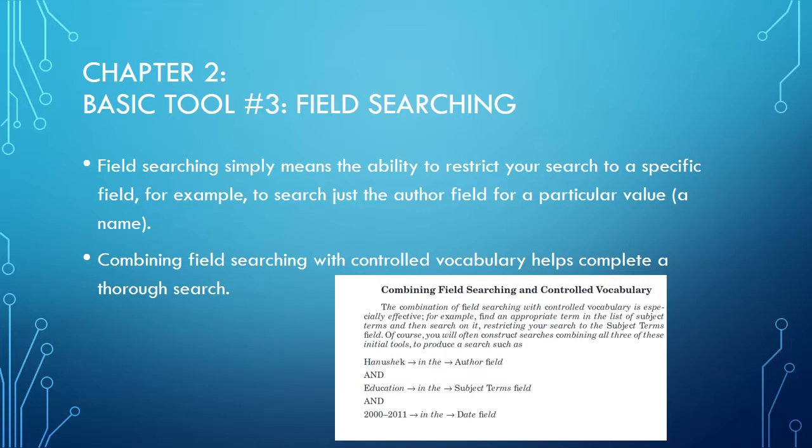Field searching simply means the ability to restrict your search to a specific field. For example, to search just the author field for a particular value, a name. Combining field searching with controlled vocabulary helps complete a thorough search. The picture below shows how one can use a combination of field searching within their research.